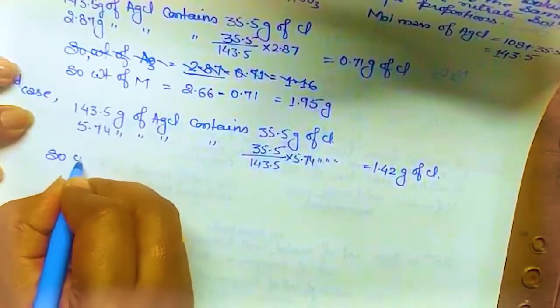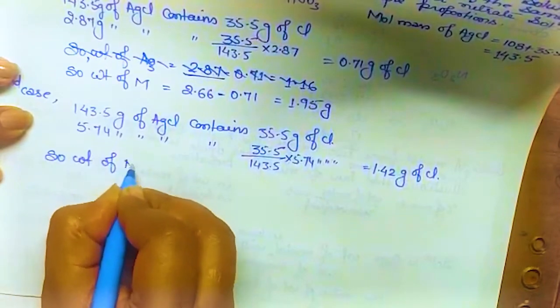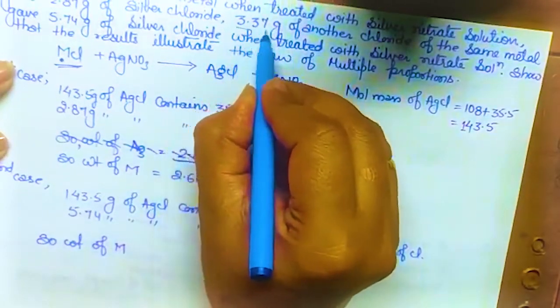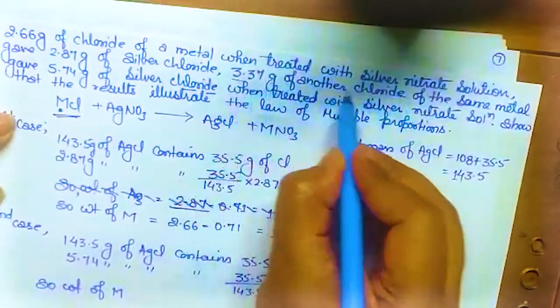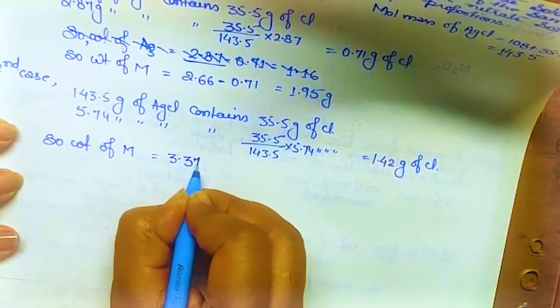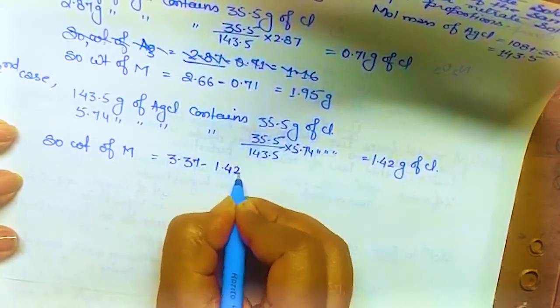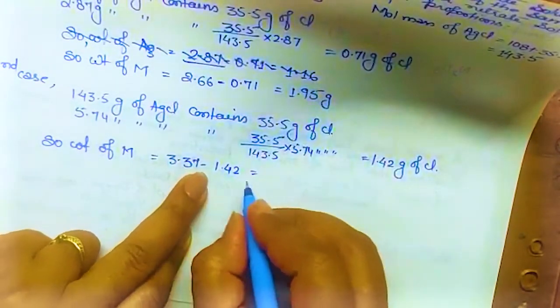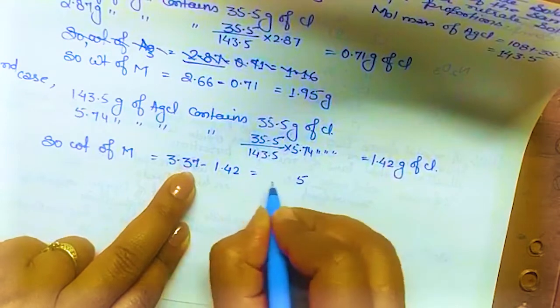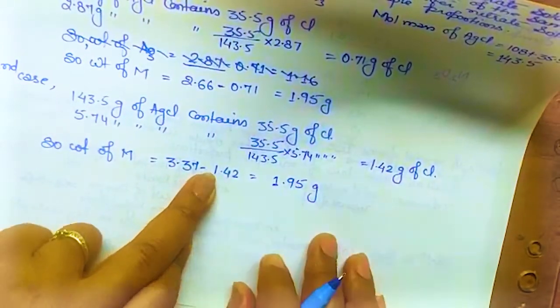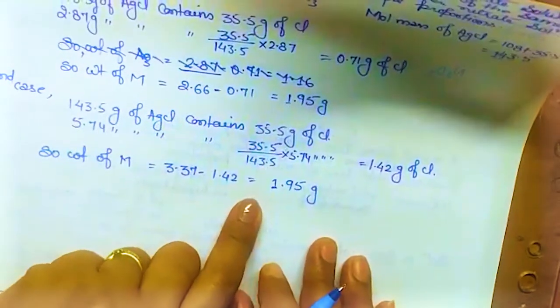So find the metal weight here. The total is 3.37 gram of another chloride, isn't it? So 3.37 minus 1.42. Solve it. It should also come 1.95. So the metal weight we got is the same. Yes. Now what do we have to find?